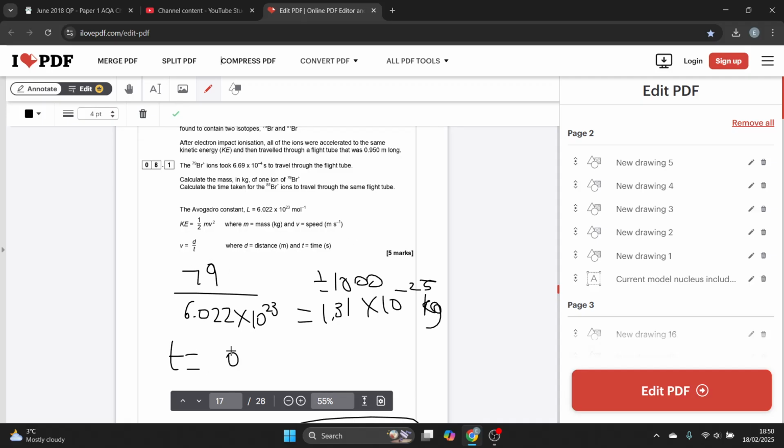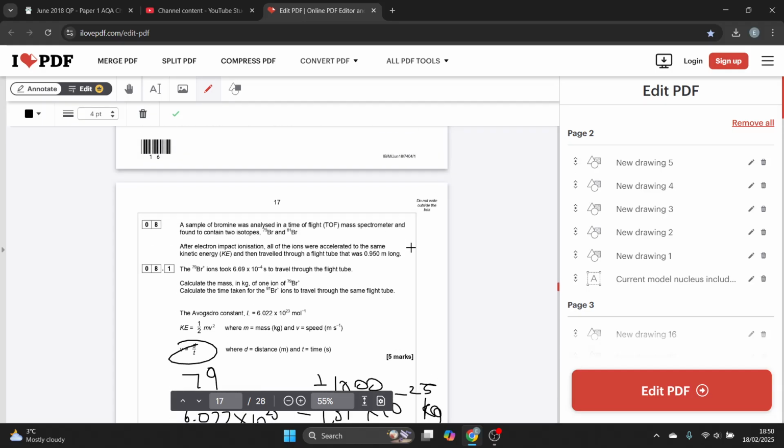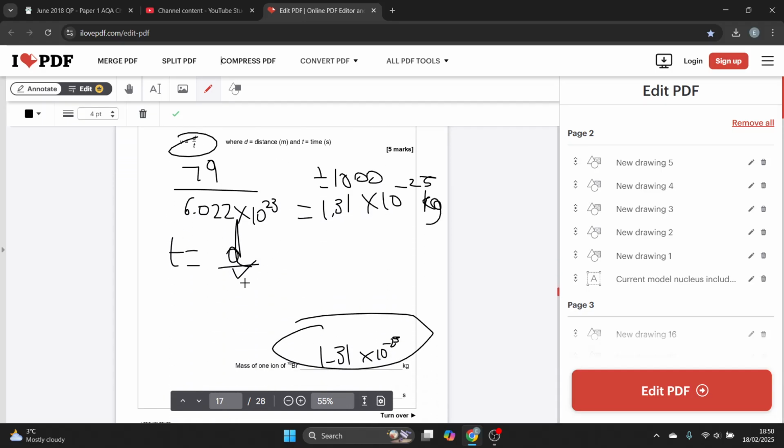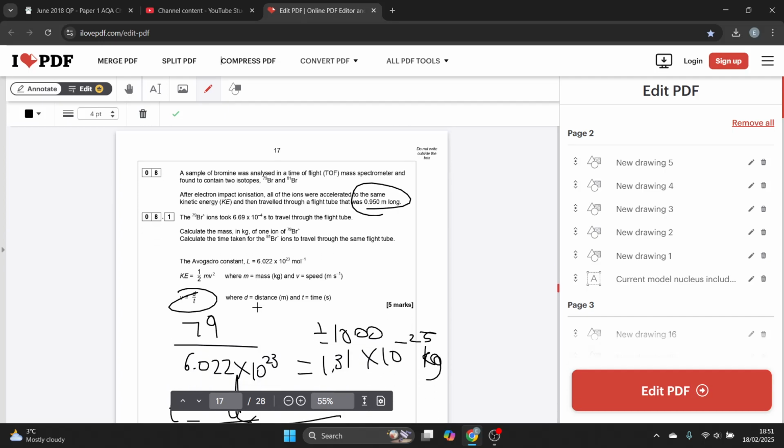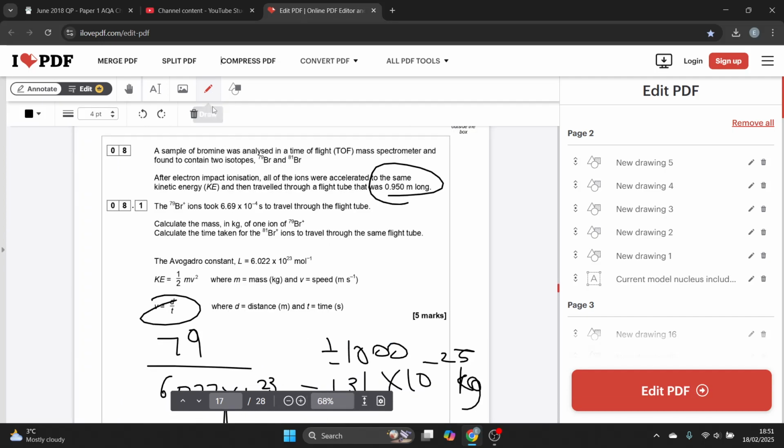Time is distance divided by velocity. I just rearrange this equation. Do I have the distance? Yes. Do I have the velocity? No. So let's work out the velocity: square root of 2KE divided by m. Do I have the kinetic energy? No, I don't even have the kinetic energy. Okay, so what I'm going to have to do first, instead of that, is work out the kinetic energy.